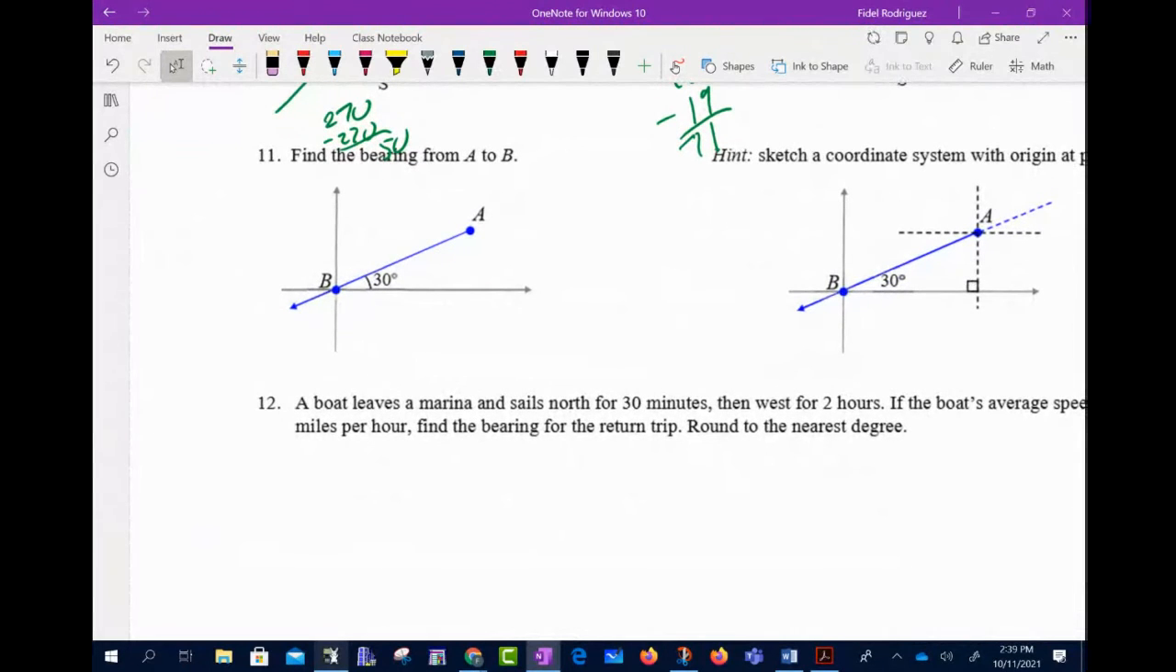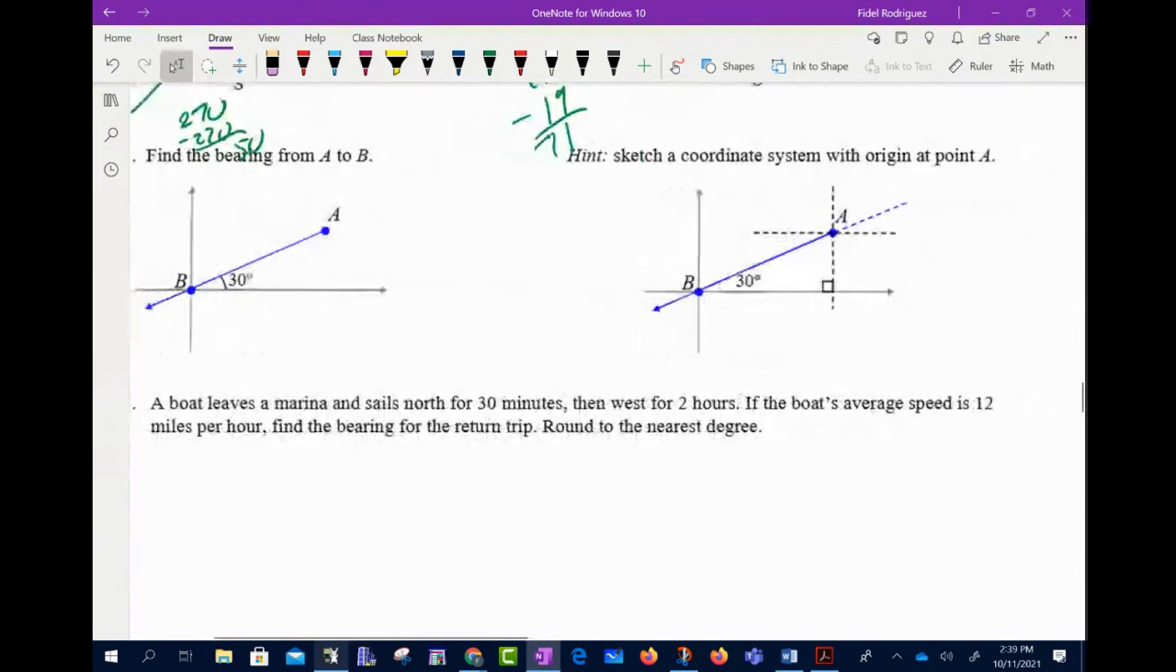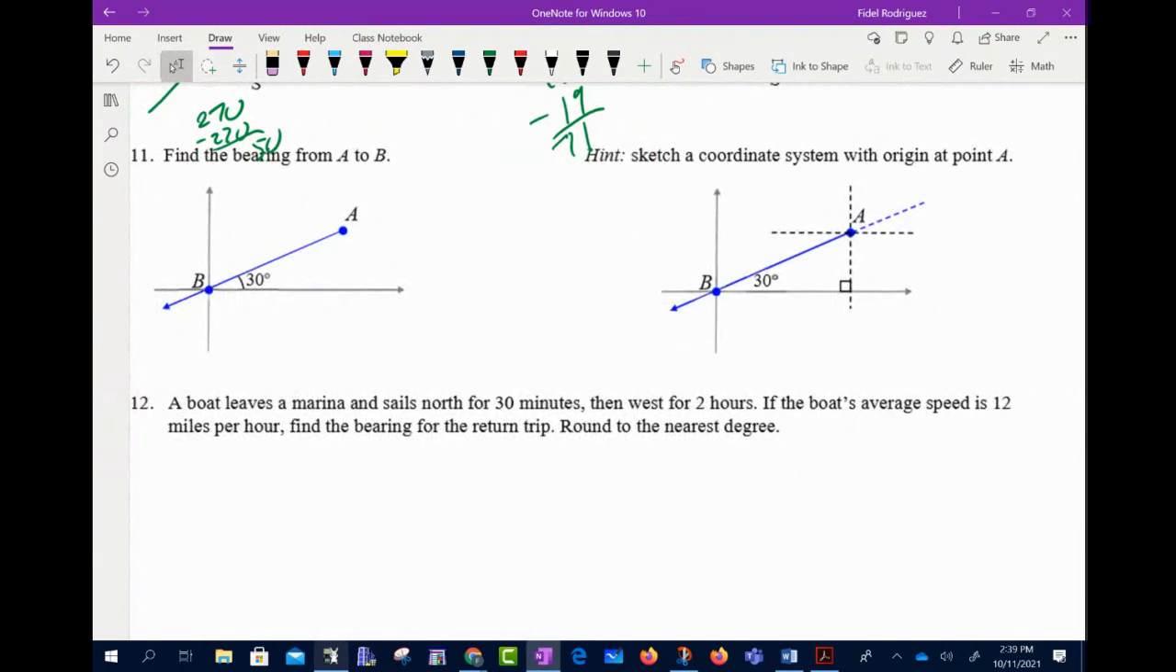All right, so y'all look at number 11. It says find the bearing from A to B. So we're not going from B to A, we're going from A to B. And what I like about this problem is, look, they give us a hint. And it says hint, sketch a coordinate system with the origin at the point A. Okay, so remember what we're trying to find now. Look, let's take a look. Here's my coordinate system, right? This is the one that we're looking for. There's my ray from A to B.